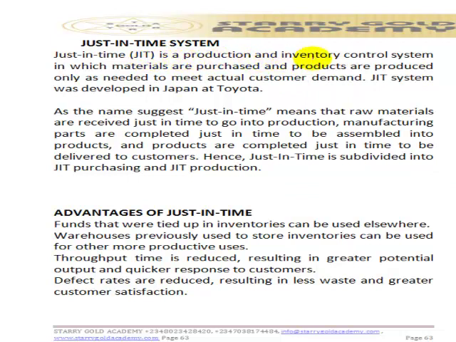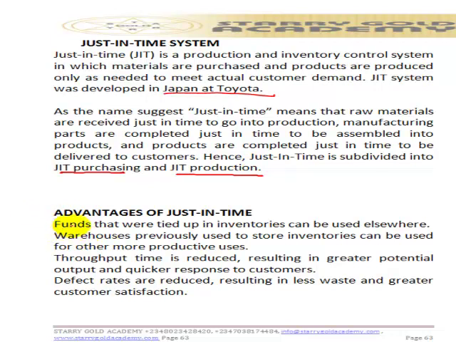Now, just-in-time is a production and inventory control system in which materials are purchased and products are produced only as needed to meet actual customer demands. The just-in-time system was developed in Japan at Toyota. As the name suggests, raw materials are received just in time to go into production, manufacturing parts are completed just in time to be assembled into product, and products are completed just in time to be delivered to customers. Hence, just in time is divided into just-in-time purchasing and just-in-time production. We will discuss this more in depth when we move to one of the chapters in this course, but because it's one of the aspects of control levels, I don't want us to skip it.